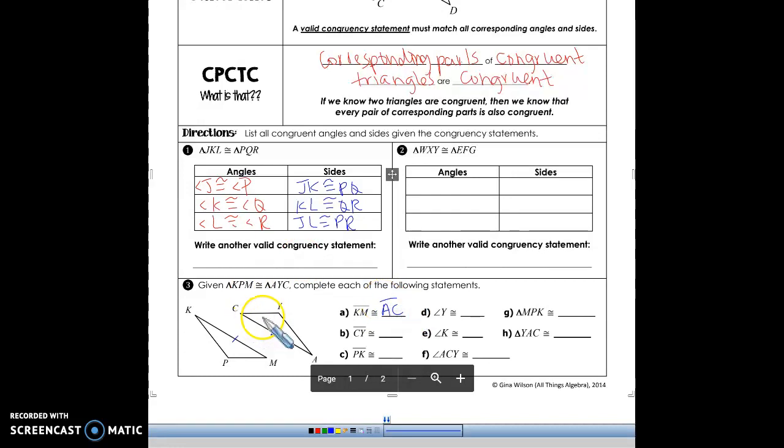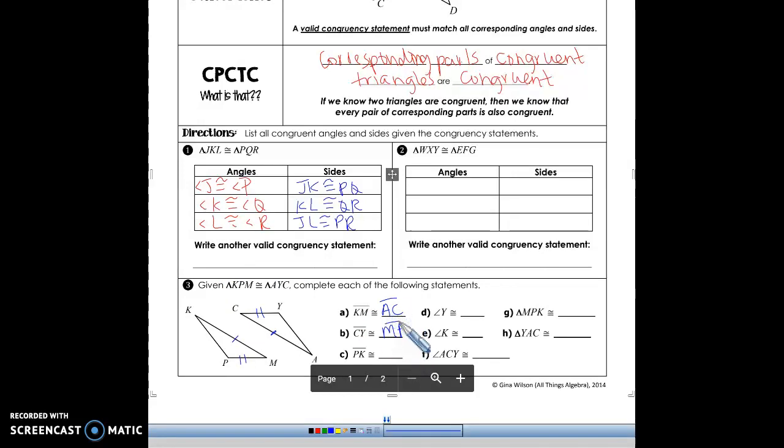What about CY? Side CY, I'm going to put 2 hash marks or tick marks because it's a different set. It is going to be congruent to the smaller side. Make sure I wrote it the right way, CY. If I look back at the statement up top, C is the last letter, then Y is the second letter. So I'm going to do the same thing here. It's going to be congruent to MP.